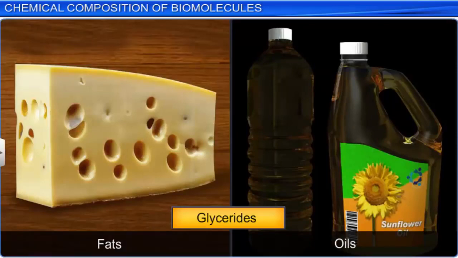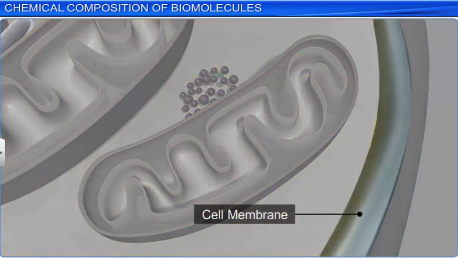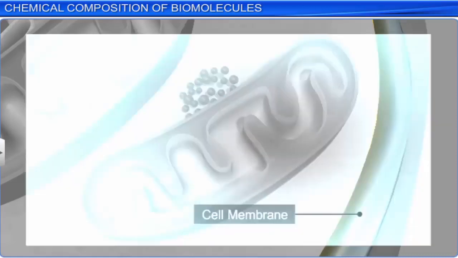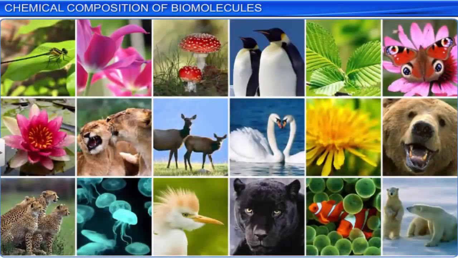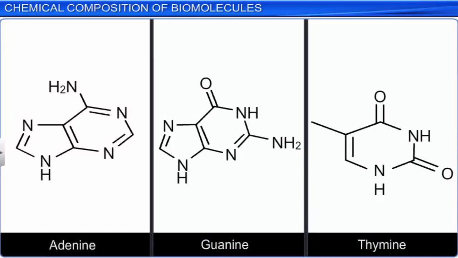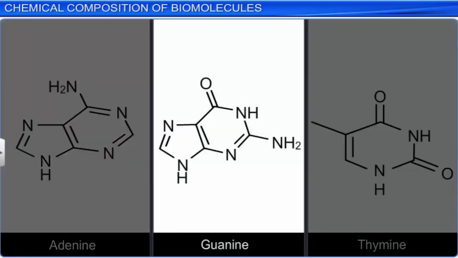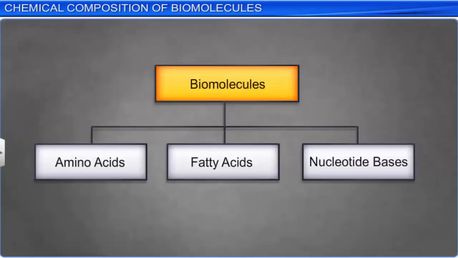Lipids that contain phosphorus and a phosphorylated organic compound are known as phospholipids. They are found in the cell membrane. Living organisms also have many carbon compounds with heterocyclic rings, such as adenine, guanine, and thymine. These compounds are called nucleotide bases, and they are important biomolecules.